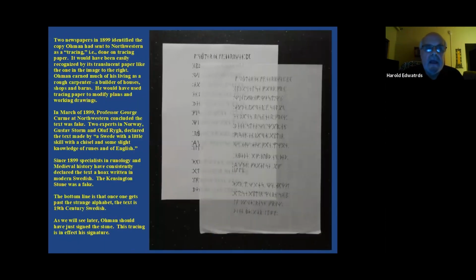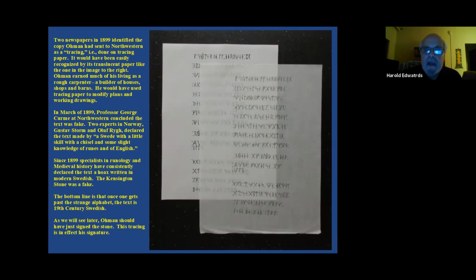In 1899, 2 newspapers referred to Ullman's copy as a tracing, and that means that it was done on tracing paper. If you're not familiar with it, it's translucent paper that's laid over drawings or lettering or whatever you want to copy, and then tracing over them with a pen or pencil. Ullman earned much of his living as a carpenter, and he would have used tracing paper in the course of his work to modify working drawings and blueprints.